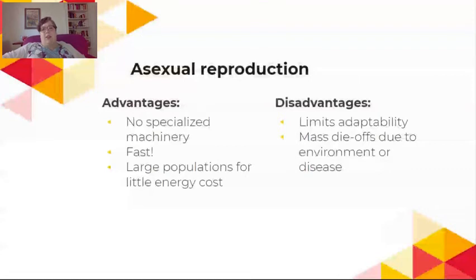But on the other hand, the trade off is adaptability is limited. You're pretty reliant on random mutations, hoping that you're going to produce something helpful that will let you survive in your environment better. And if a disease causing agent figures out how to exploit some genetic quirk, you can end up losing a lot of members of the species very quickly because they're very genetically identical.